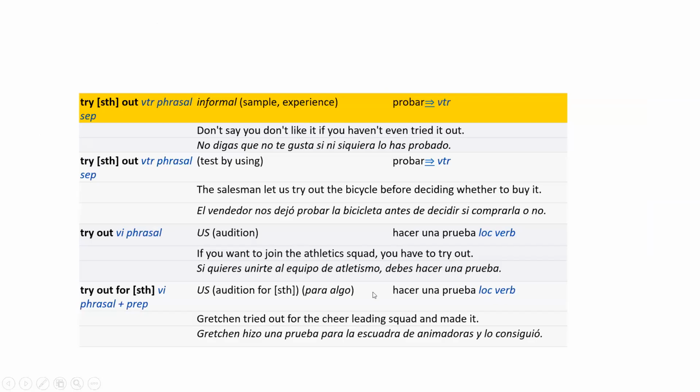Okay. Then we have another phrasal verb. We have try something out. Try something out is the phrasal verb. It means probar. Okay? Probar algo. Try something out, try it out. It's the same. Did you understand? Any questions about try out? Cool.